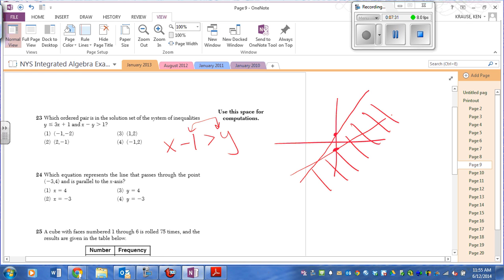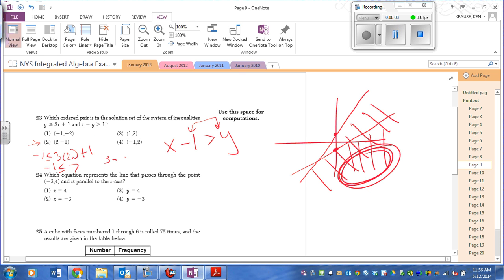Slope of 1. We're going less than. Probably something down in this area. Hopefully. I'm going to guess this one probably. Let's check that out. So negative 1 less than or equal to 3 times 2 plus 1. Well, that's negative 1 is less than or equal to 7. That works. I'll plug it in there.